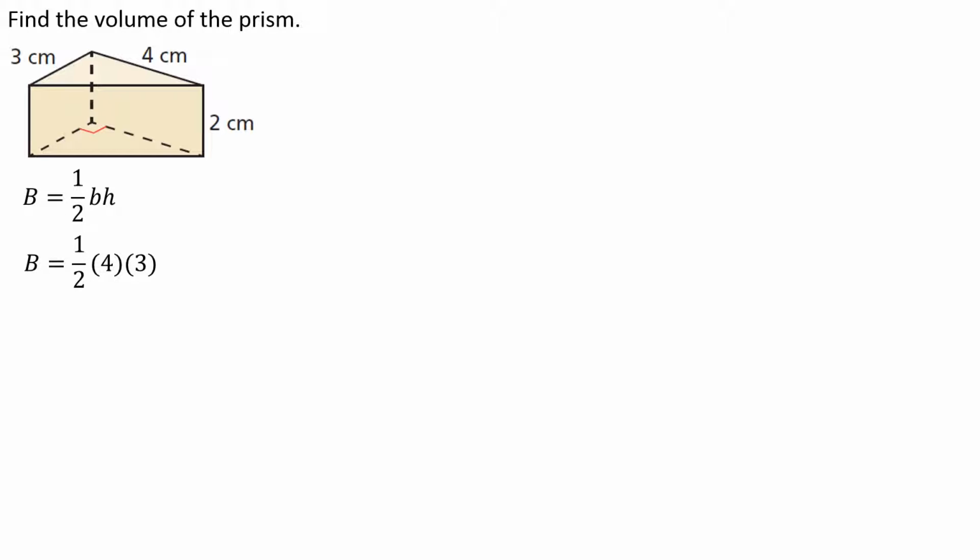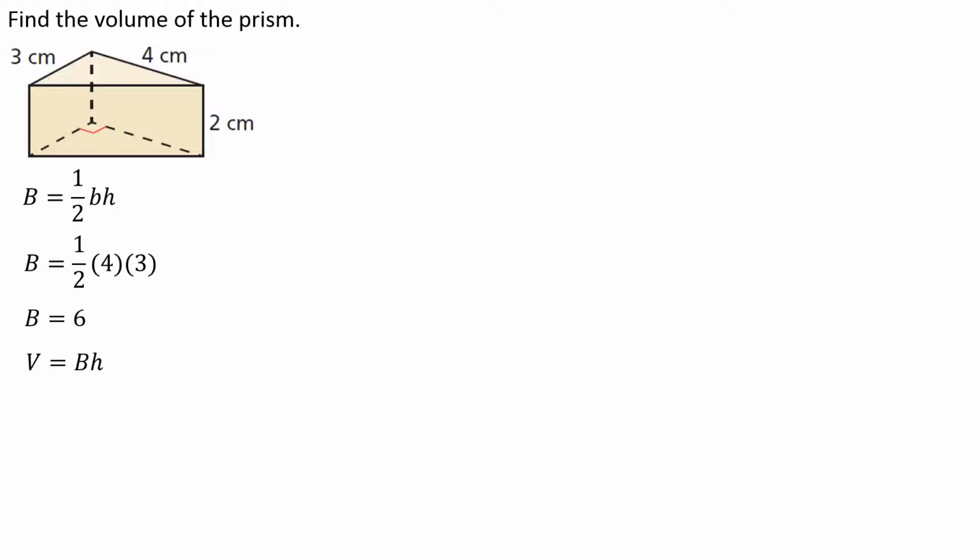Well, the triangle looks like it's 4 by 3. So 4 times 3 is 12. Of course, 4 times 3 is 12 would get me a rectangle. The triangle only takes up half of that rectangle. So 4 times 3 times a half gets us 6.